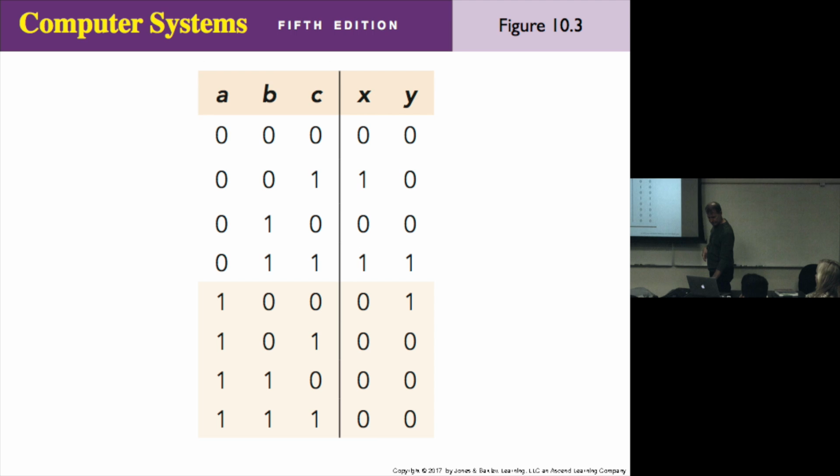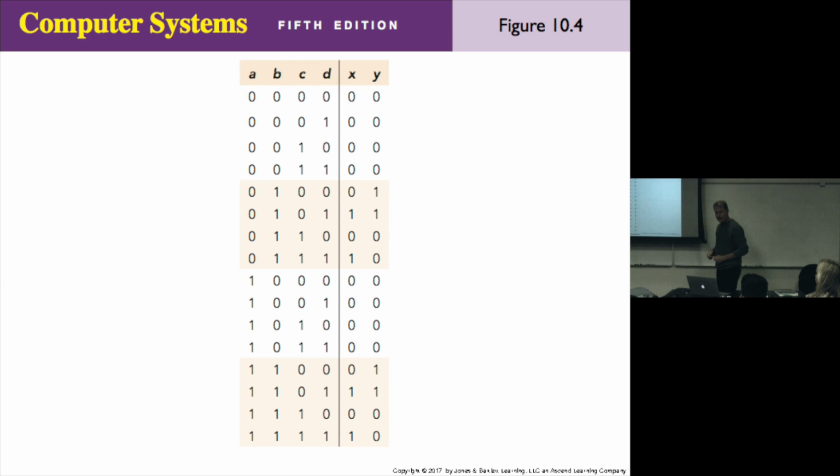Okay, good. That one had three inputs. If you have four inputs, then how many combinations do we have? A lot more. How many? 2 to the 4th, which is 16. Is everybody with me on that? So the more inputs you have, you have two to however many inputs, and that's how many rows you have on the truth table.